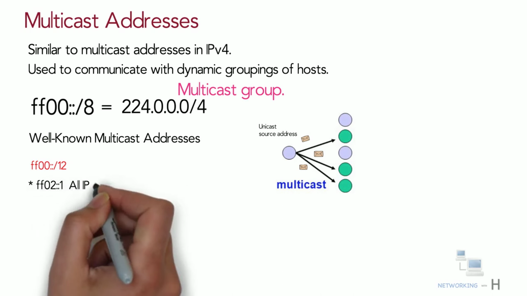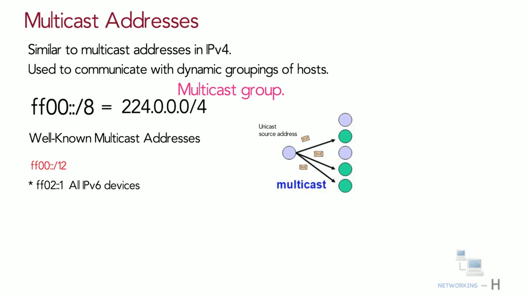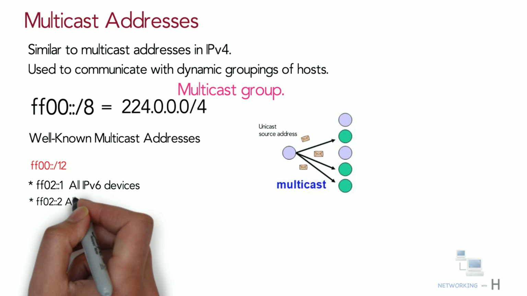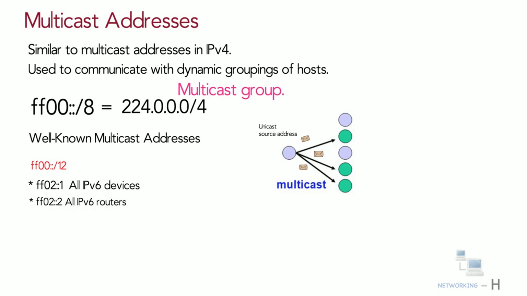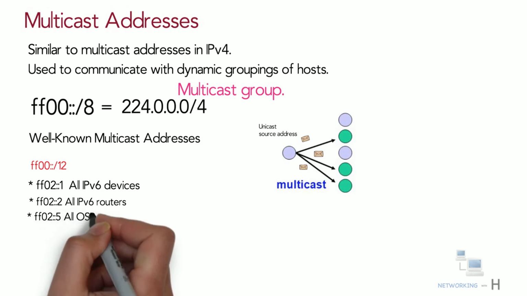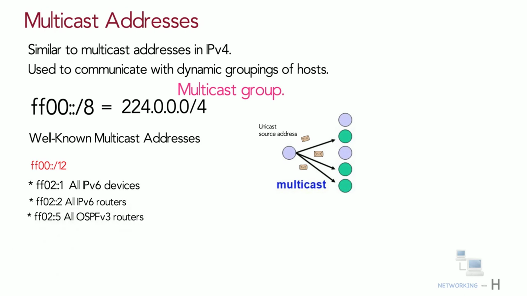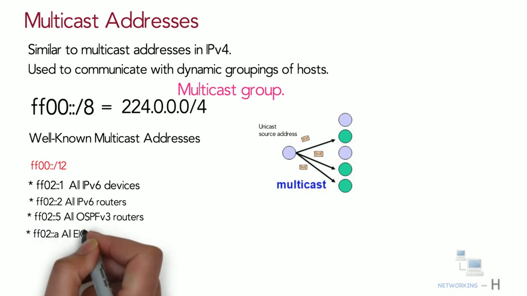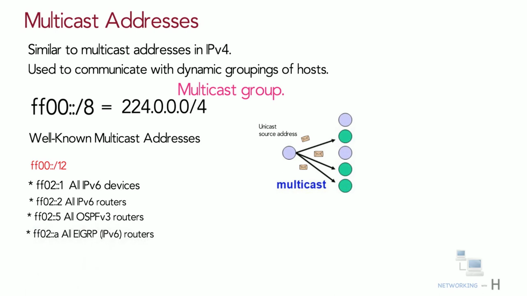FF02::1, all IPv6 devices. FF02::2, all IPv6 routers. FF02::5, all OSPF version 3 routers. FF02::A, all EIGRP IPv6 routers.